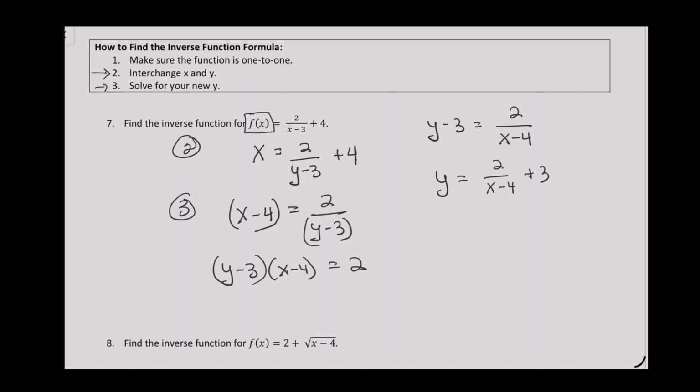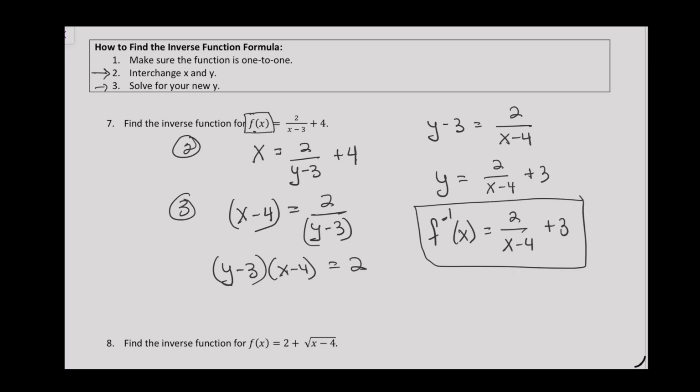You know how f of x is what our original function was called? Well, this is the inverse, and x is the input, so we can notate it that way. And there's my inverse function.